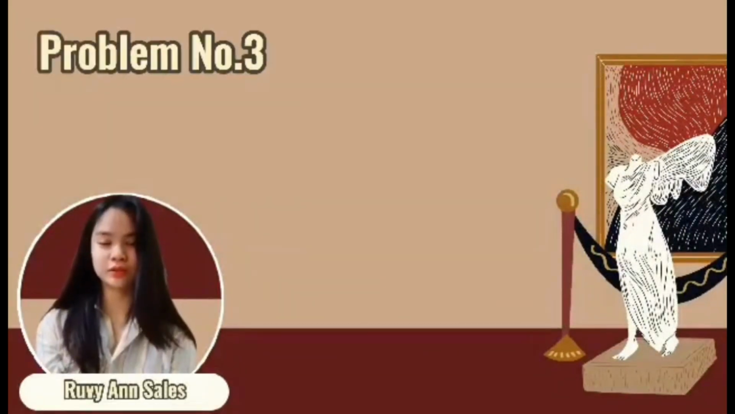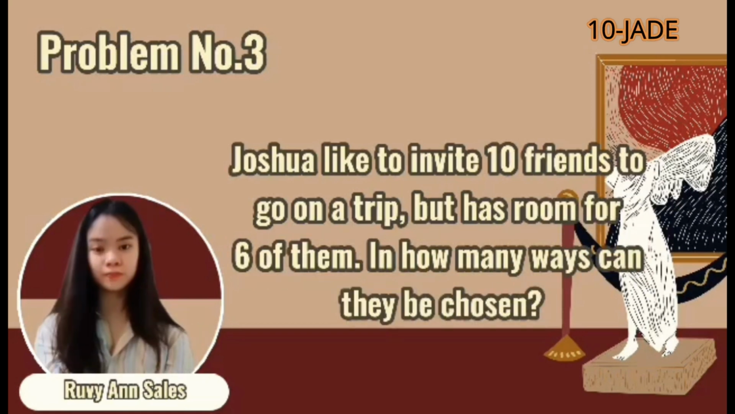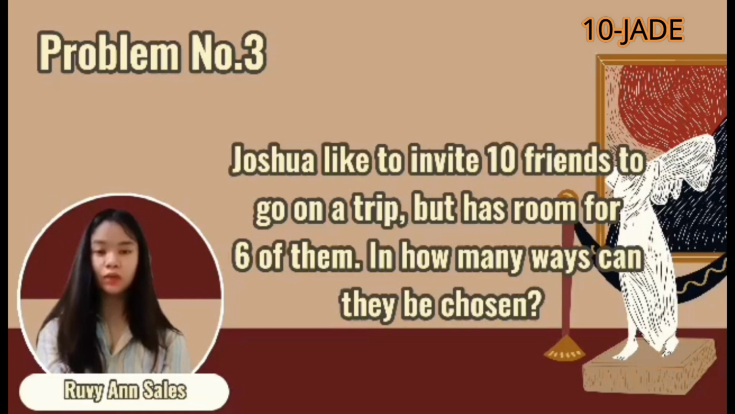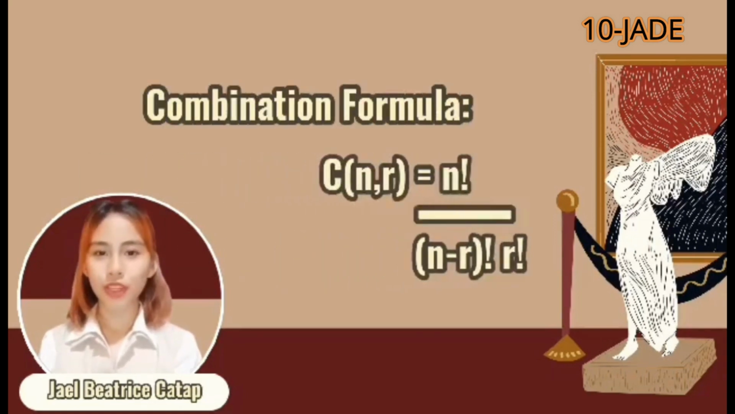Question number 3. Joshua likes to invite 10 friends to go on a trip, but has room for 6 of them. In how many ways can they be chosen? Because we need to pick a subset from the whole set, this indicates that the problem is combination. First, write the formula that we are going to use, which is combination of n comma r equal n factorial over quantity of n minus r quantity factorial times r factorial.